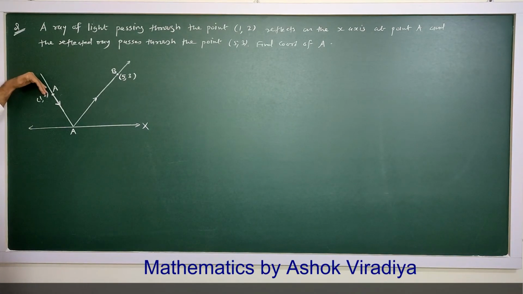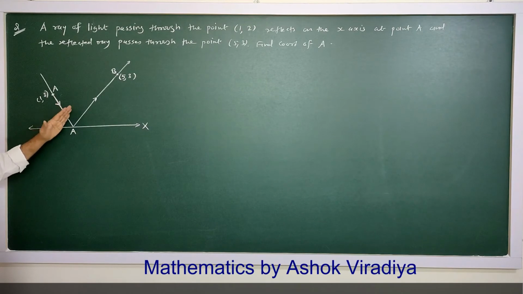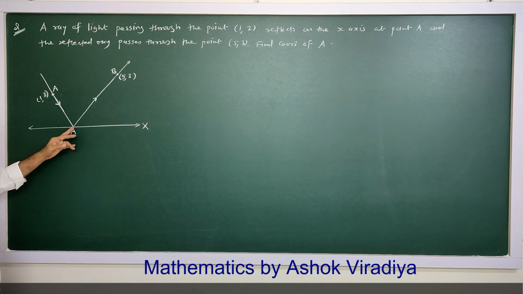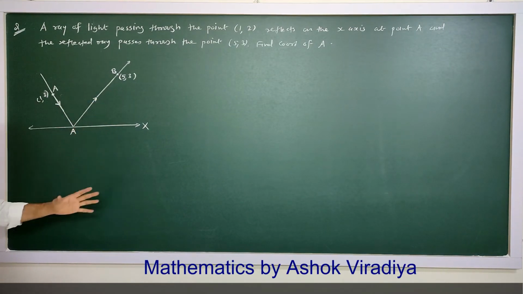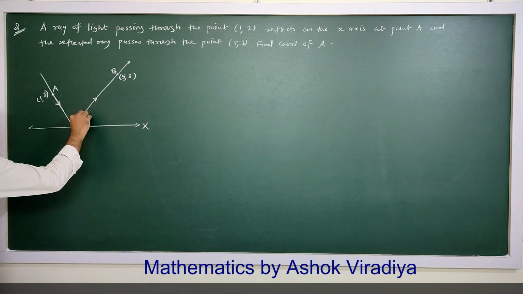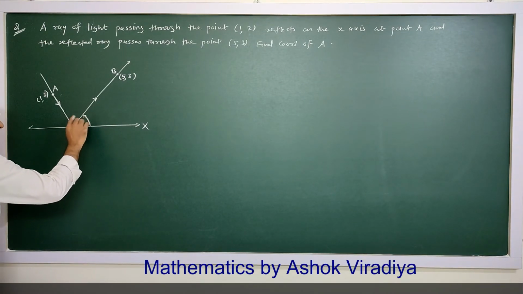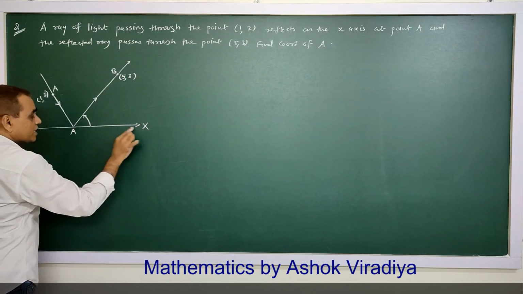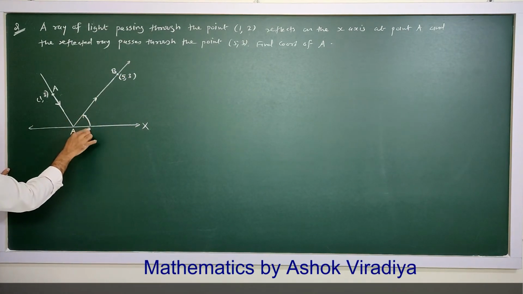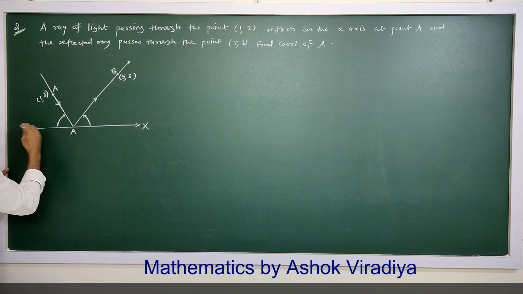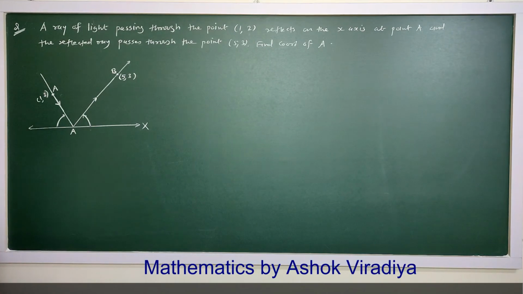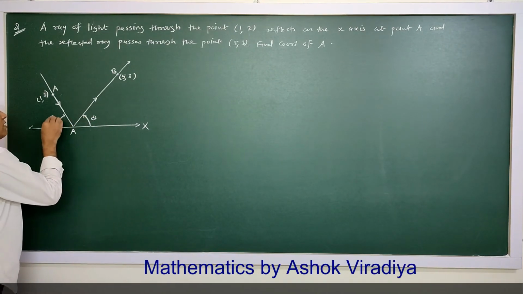So this ray passing from 1, 2 is reflected at the x-axis at point A, and this is the reflected ray. By the principle of physics, the angle made by this reflected ray with the positive x-axis is equal to the angle made by the ray coming towards the x-axis with the negative x-axis. These angles will be the same. If this angle is theta, this will be theta.